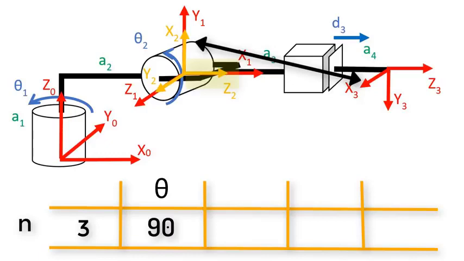But wait, there's one more thing for theta. We also have to include in this parameter any rotation of the joint if the joint is a revolute joint. But this joint isn't a revolute joint. So the 90 that we wrote is all we have here.